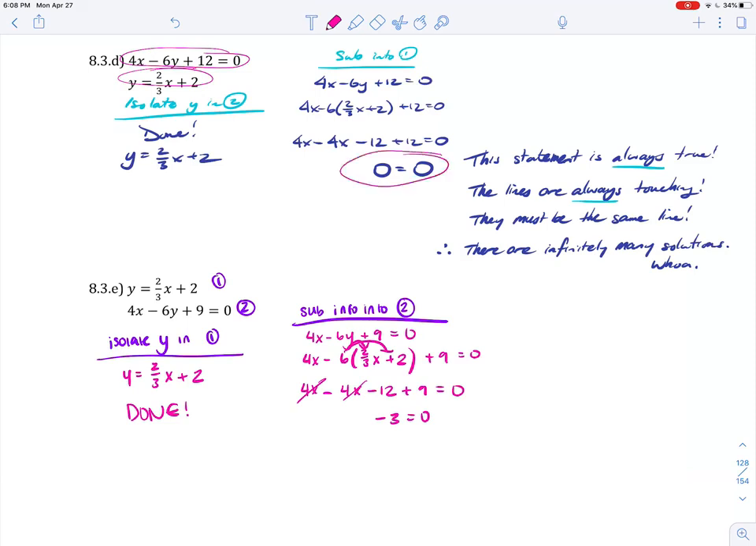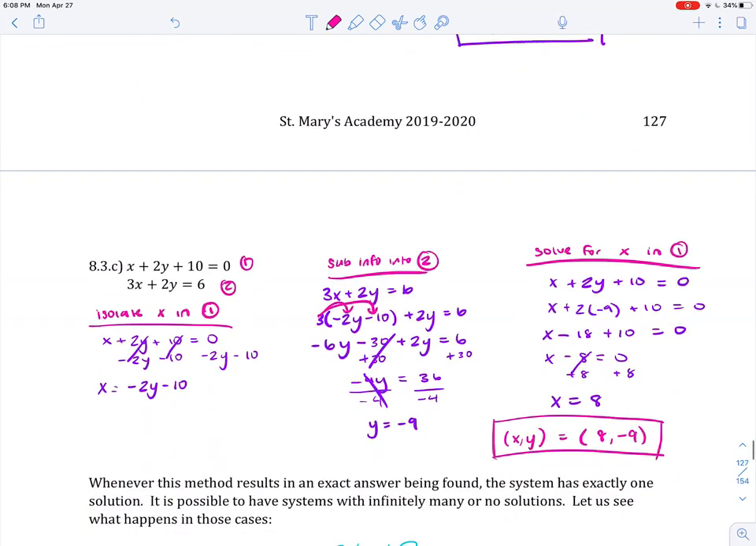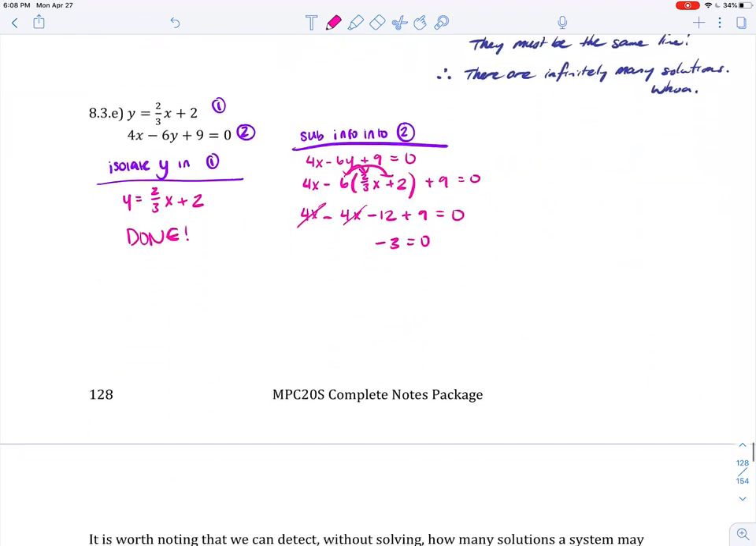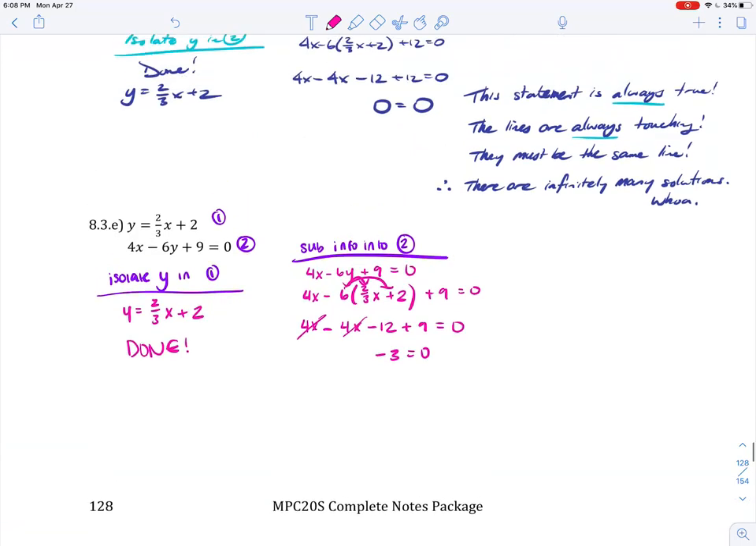What Mr. Athide was saying before is, when do these two lines meet? Well, they meet when this is true. Similarly, when do these two lines meet? Well, they meet when y is equal to negative 9. In this equation here, it says, well, when do these two lines meet? They meet when negative 3 is equal to 0.